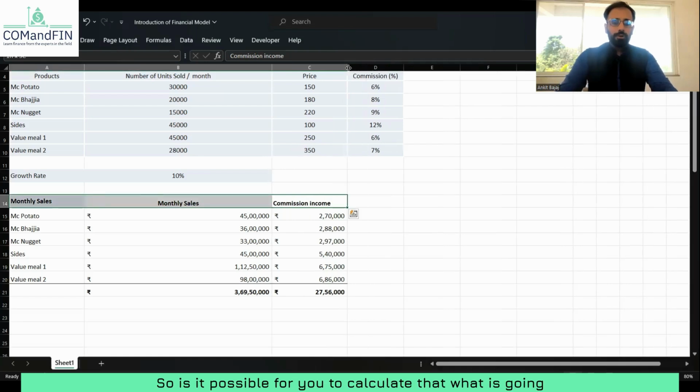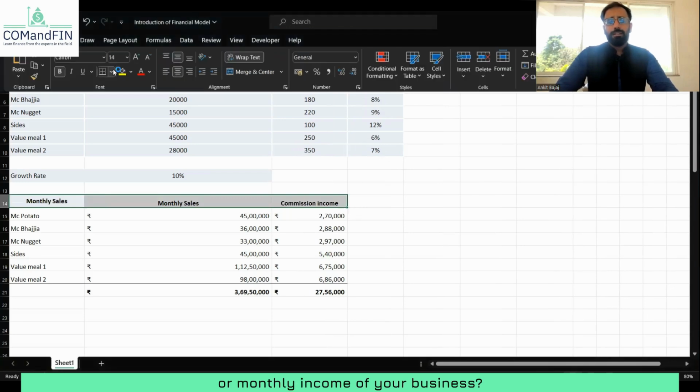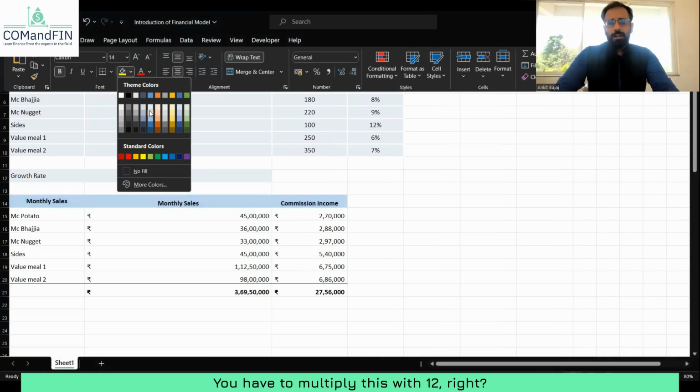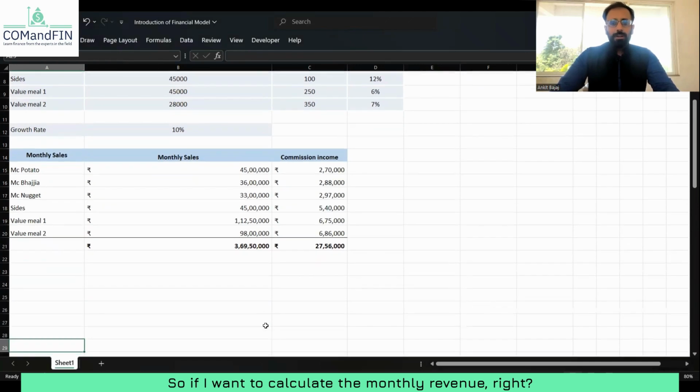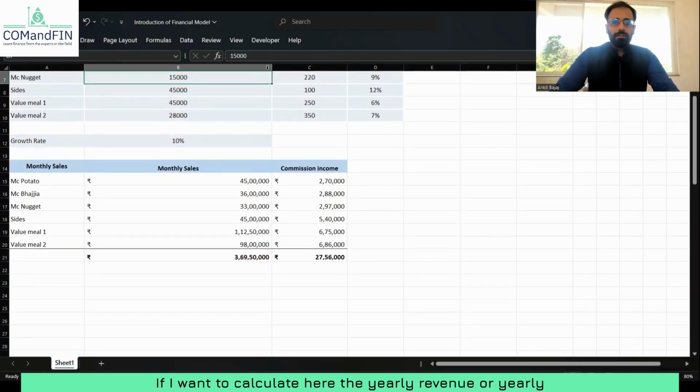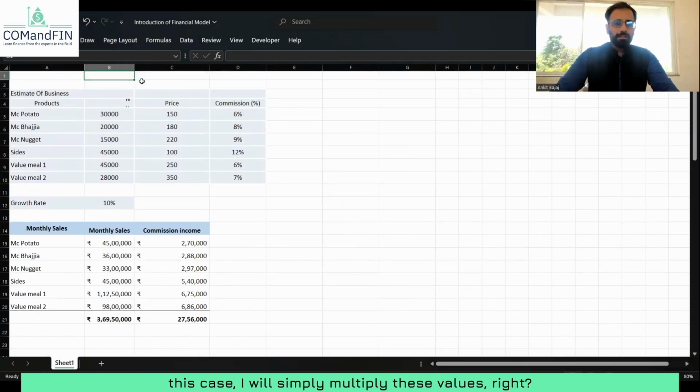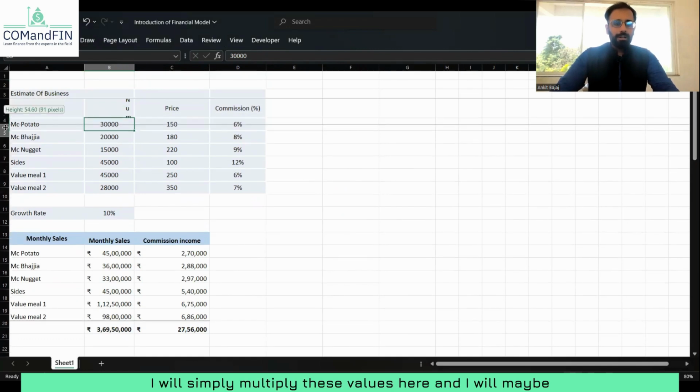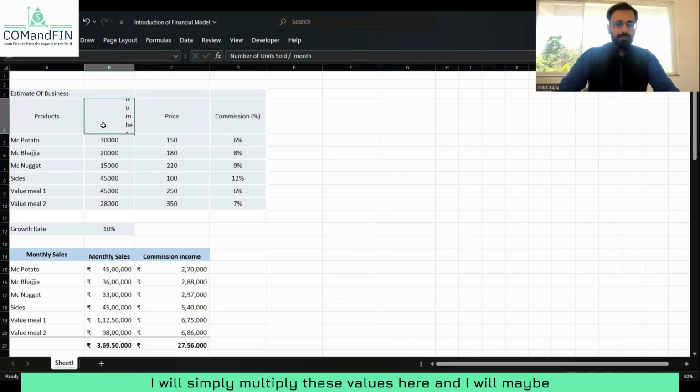So is it possible for you to calculate what is going to be the monthly commission or monthly income of your business? Simply, you have to multiply this with 12, right? This is monthly commission. So if I want to calculate the yearly revenue or yearly income, in this case I will simply multiply these values, right?